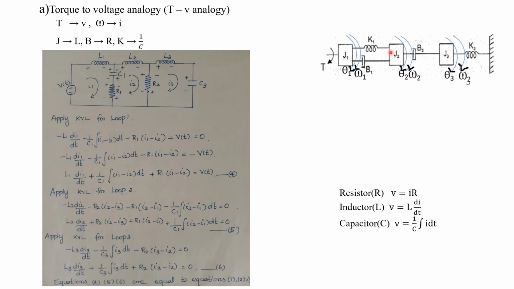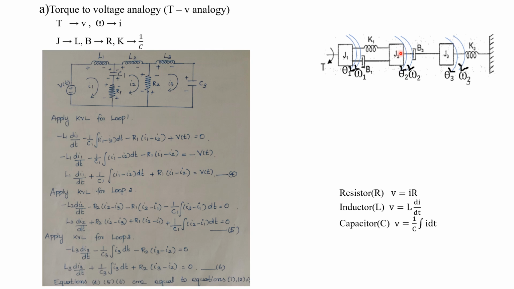So if you are having any applied torque for this J2, first you have to mark the corresponding voltage source here, with positive sign in the right side as well as negative sign in the left side. Then only it will match the direction of current flow. So here there is no applied torque, so there will not be any voltage source in this second loop.